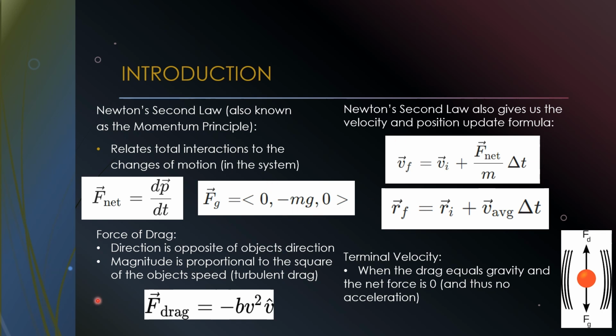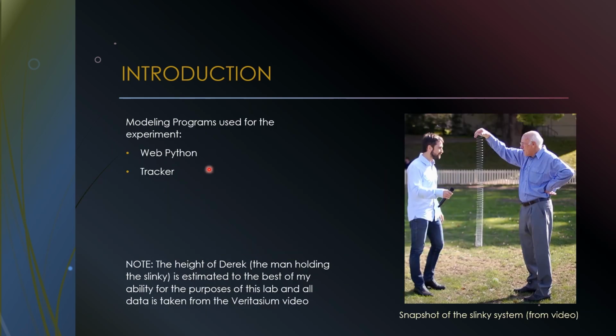Now, the force of drag is in the direction opposite of the object's direction of motion, and its magnitude is proportional to the square of the object's speed, which is the turbulent drag, and can be seen from the formula below. Newton's second law also gives us the velocity and position update formulas, which will be useful for modeling our motion later. The terminal velocity is when drag equals gravity and the net force equals 0, and thus there is no acceleration. This might be useful depending on what speeds we get in this lab, but we will probably not be using that today.